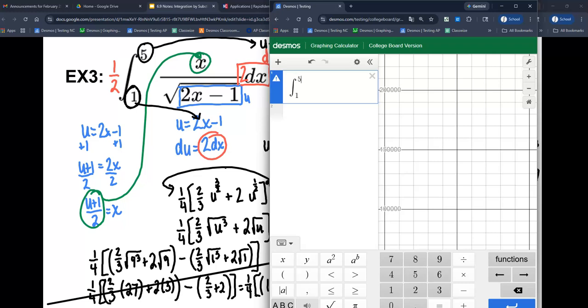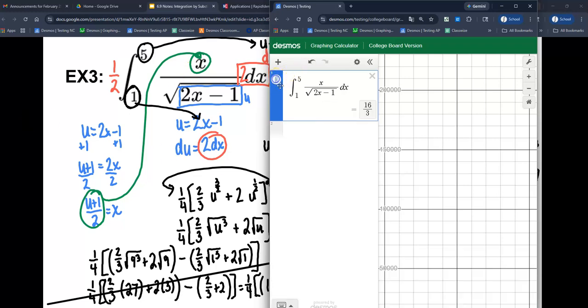1, 2, 5, x over square root of 2x minus 1 dx. Please tell me that's 16 over 3. So Desmos will do this for you, but it's not going to be on the calculator active section, so you have to know how to do it by hand. But you can use it to help check as you work through. I think you mostly have odds anyway.